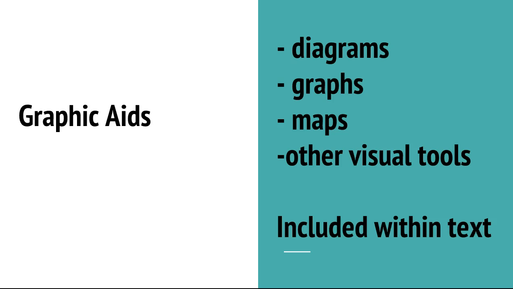Graphic aids are diagrams, graphs, maps, and other visual tools that are printed, handwritten, or drawn in a text. Line graphs, such as the one on page 223, can indicate trends. The horizontal axis of the graph shows the increasing number of TV sets, left to right, and the vertical axis shows the increasing number or frequency of households, bottom to top.